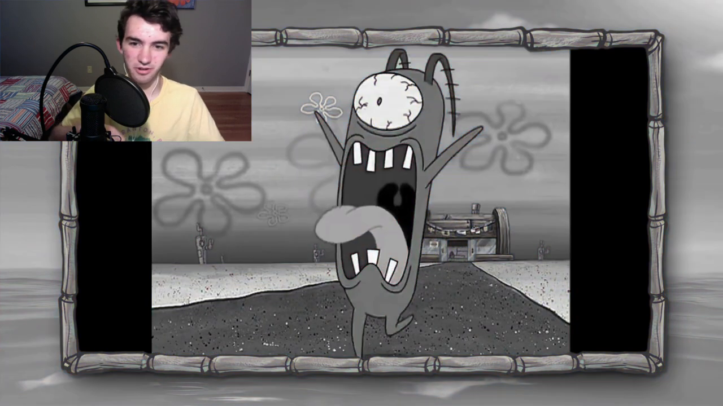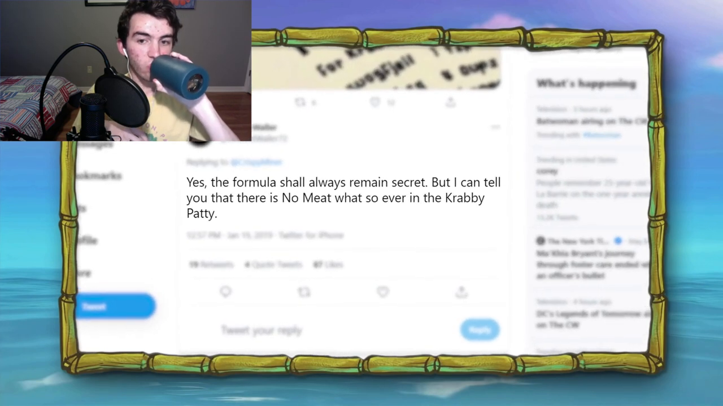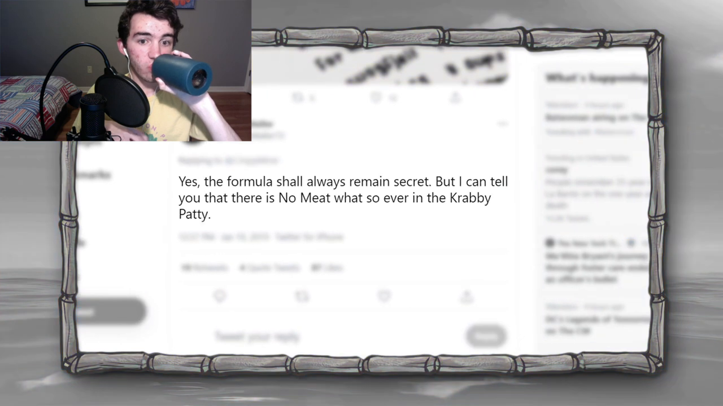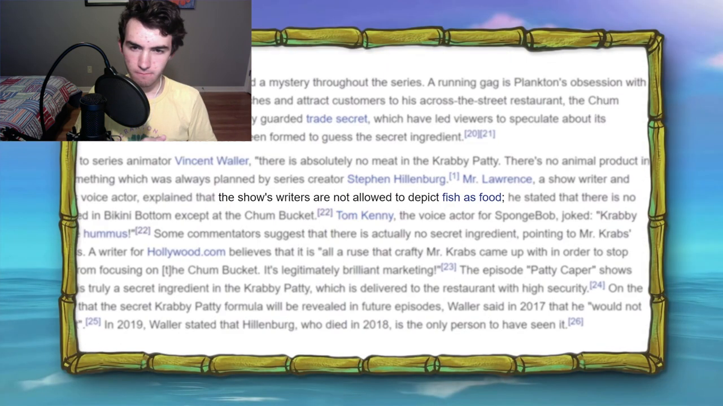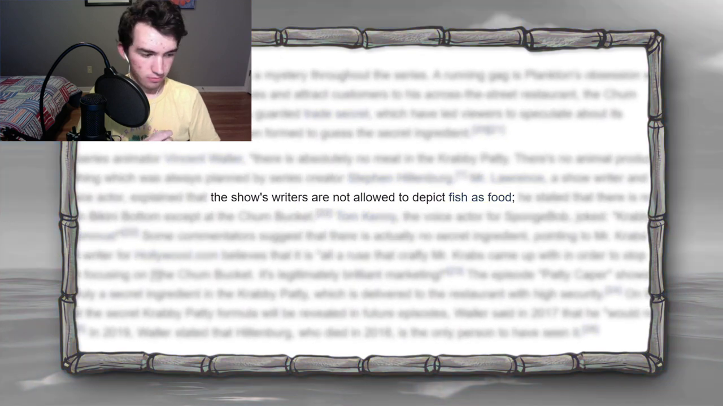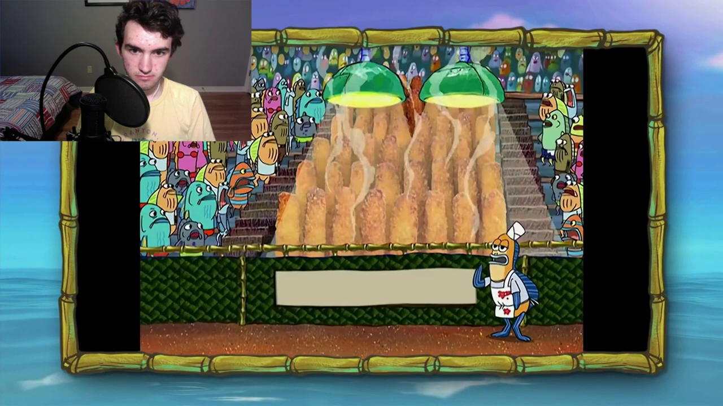Oh yeah, true. And the contradictions aren't just inside the show. Even one of the SpongeBob crew members once said that Krabby Patties are vegetarian and contain no meat. But I've always been a little suspicious about what the creators say. They've also said that they're not allowed to show fish as food, except they clearly do with chum, clam fishing, and all the many, many gags where fish turn into food.